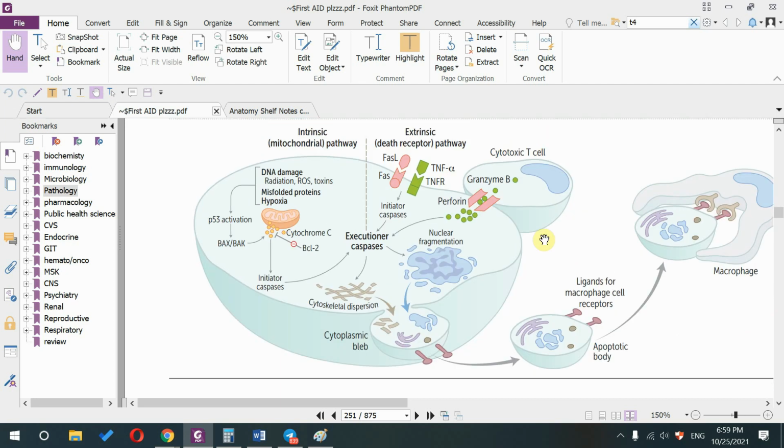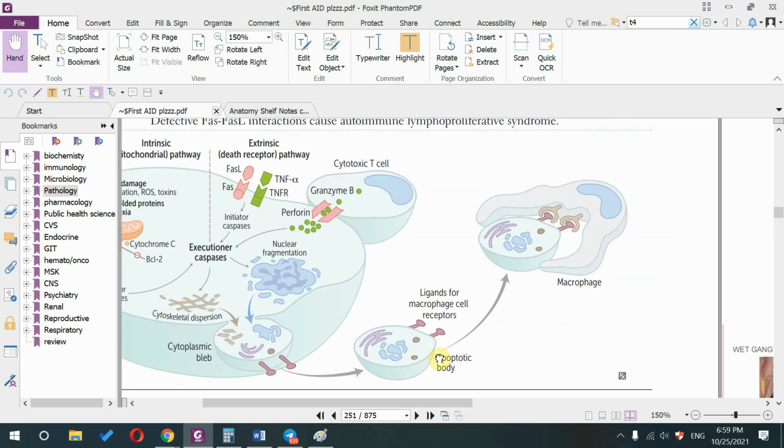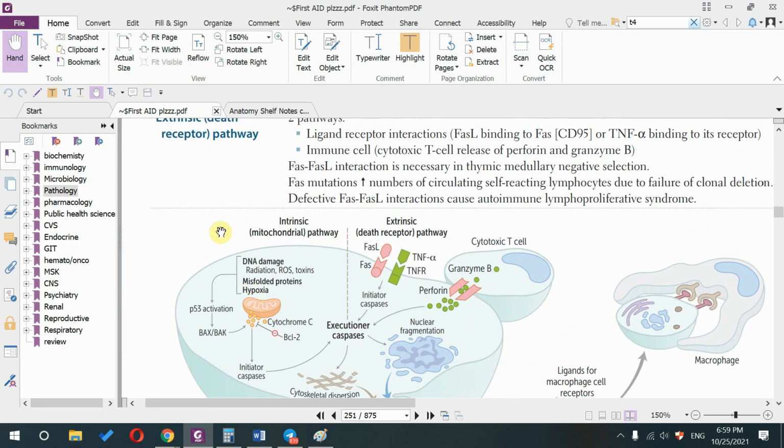Okay, so that's the first pathway. Oh, by the way, see this cytoplasmic bleb? You can see it has degraded organelles inside of it, but it has a cell membrane, which is important. That's why you don't have inflammation, because nothing went outside into the serum. And the macrophage comes and eats it. Okay, all of that was the intrinsic pathway. That was the difficult one. Now I'm going to explain the easy one, and after that we'll take a little break.